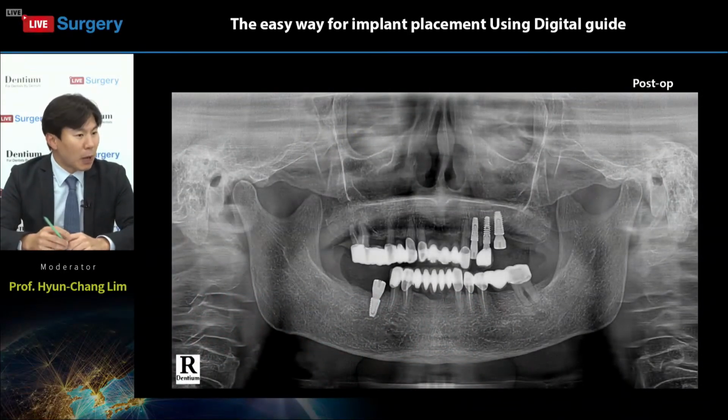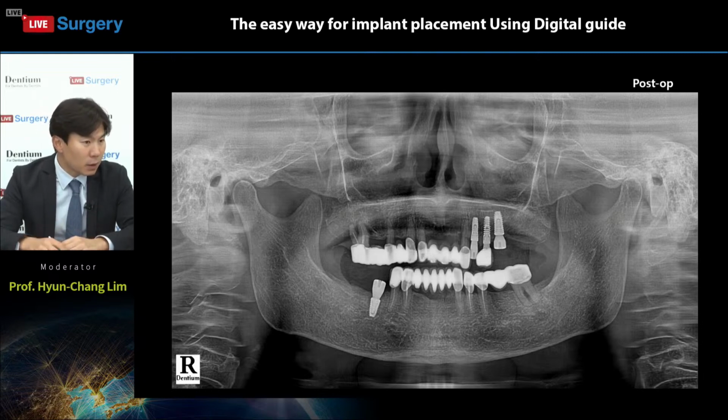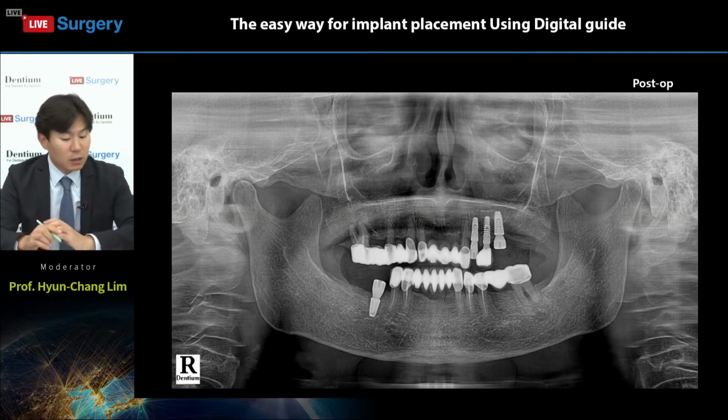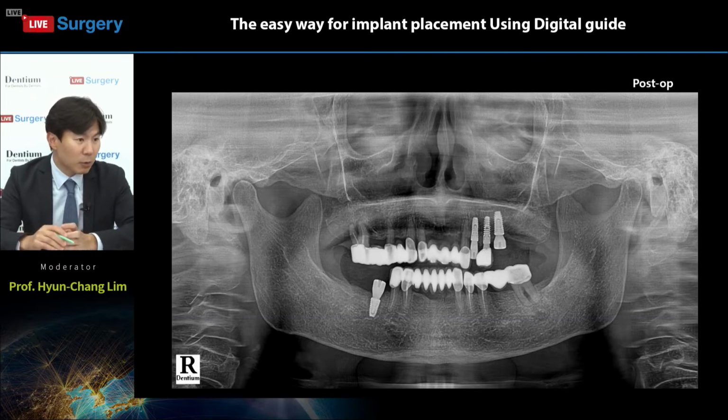Okay, we have panoramic radiograph after surgery. And first, let's take a look at the upper left area. The implants were placed subcrestally. We can see some vertical discrepancy. We can see the vertical discrepancy among the implants.